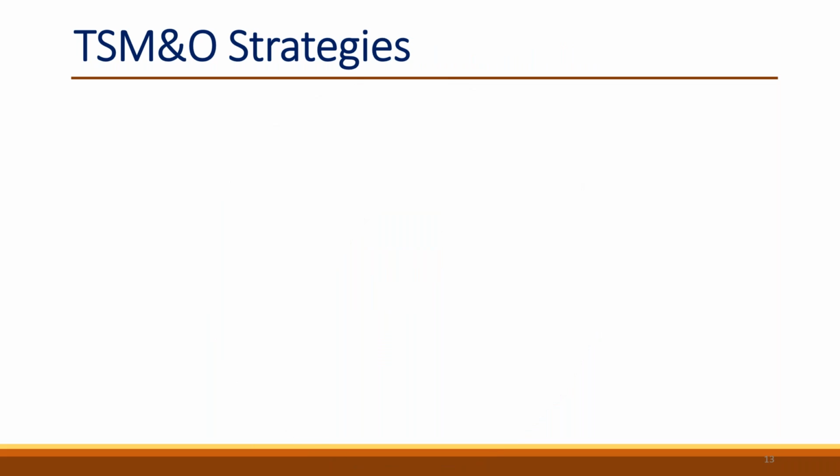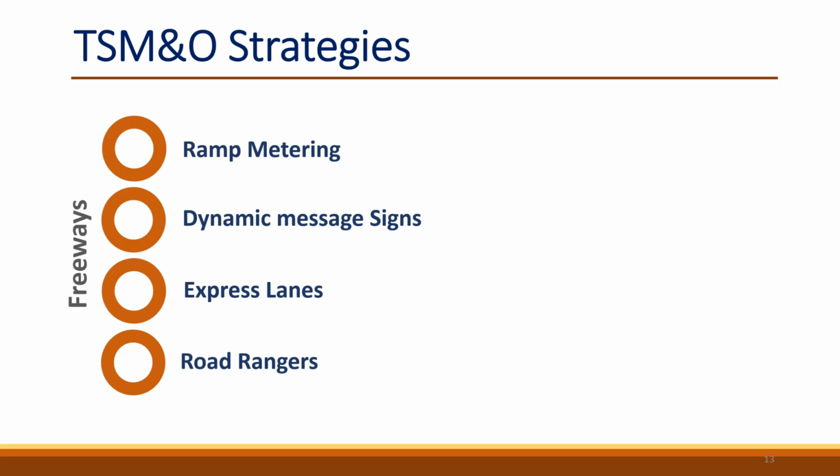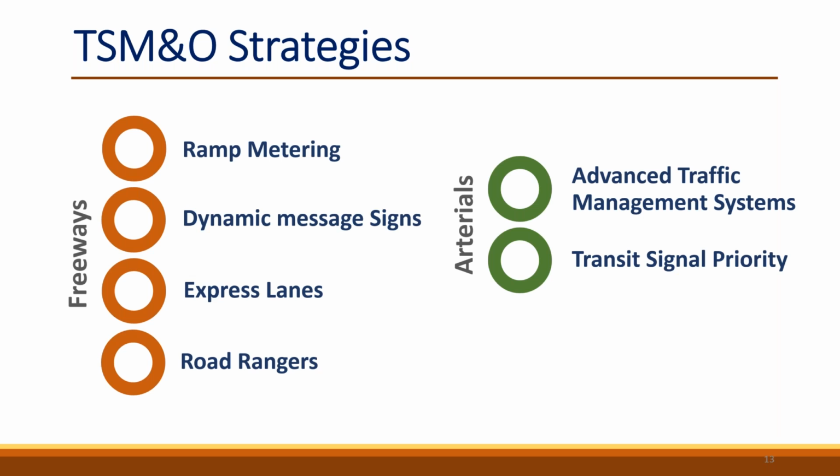So here are some of the TSMO strategies that I will be briefly covering in this presentation. I divided them into freeways and arterials. In the freeways, some of the strategies are RAM metering, DMS signs, express lanes, and road rangers. And for arterials, we have the advanced traffic management systems. Actually, I'll be focusing more on ASCT, which is adaptive signal control technology, and also the transit signal priority, the TSP.